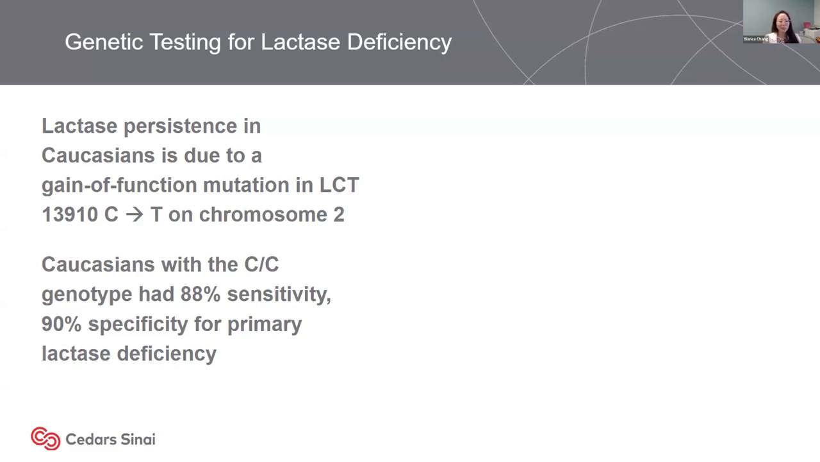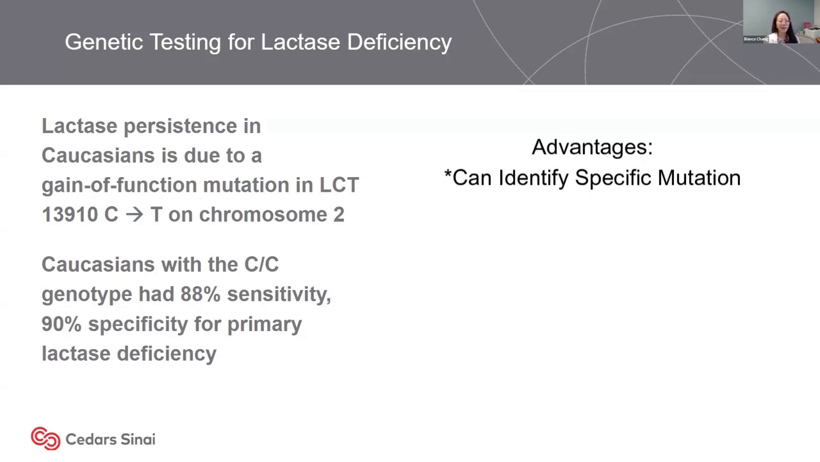Caucasians specifically who do not have this gain-of-function mutation, so have what we call the CC genotype instead of a CT or a TT genotype, they have about an 88% sensitivity, 90% specificity for primary lactase deficiency. If we have a Caucasian patient who for some reason can't undergo the other types of tests that I talked about, we could always do a genetic test to see if they have this specific genotype. Some advantages and disadvantages of this test. Advantages are that we can identify very specifically whether or not patients have this mutation.